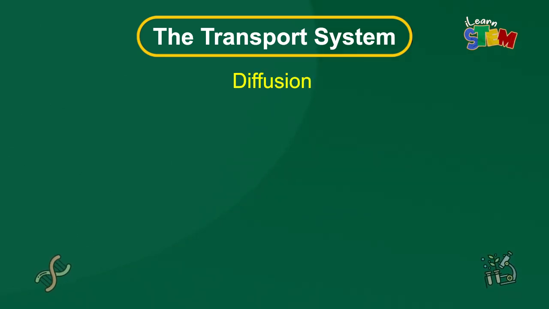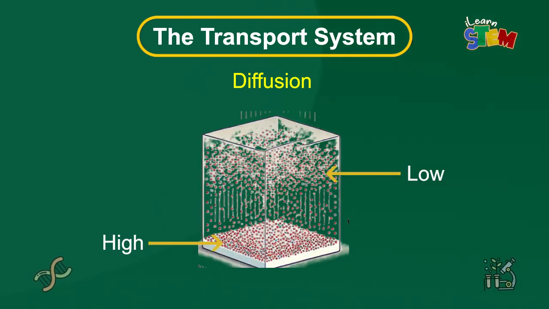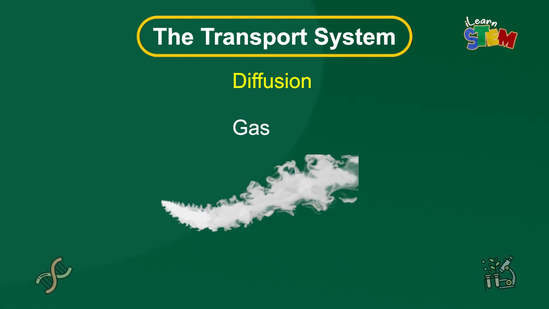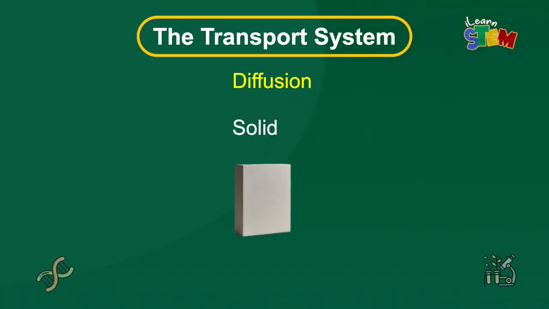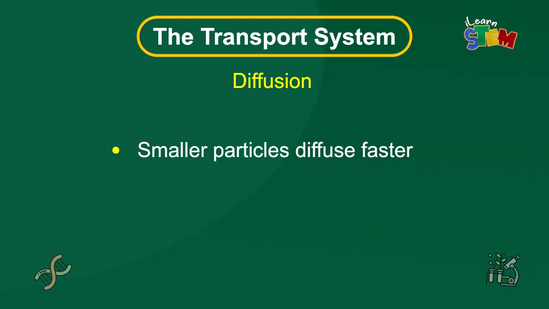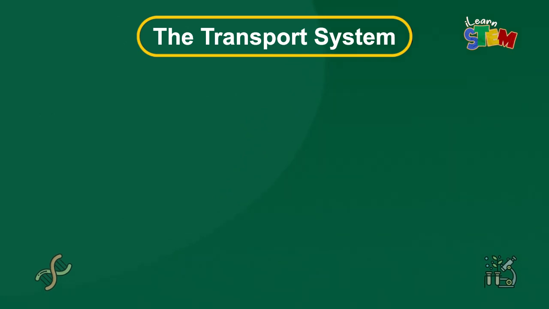Let's start with diffusion. Diffusion is the movement of particles from a region of high concentration to a low concentration until evenly spread. The particles can be in the form of liquid, gas, or solid state. An example is the smell of perfume spreading in a room. In diffusion, smaller particles diffuse faster, while larger particles diffuse more slowly. We will look at the importance of diffusion to plants and animals.